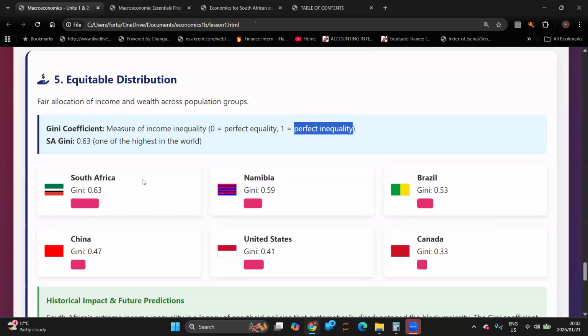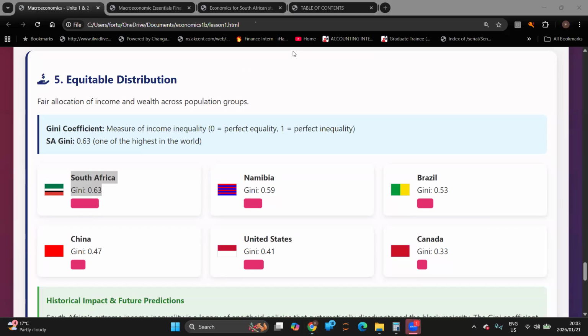So as a result, countries are ranked differently on the Gini coefficient map, with Canada, I think, having the best distribution at a Gini coefficient of 0.33 in the world. And South Africa has the worst inequality. I'm sure you've seen these statistics being talked about in the news from time to time.